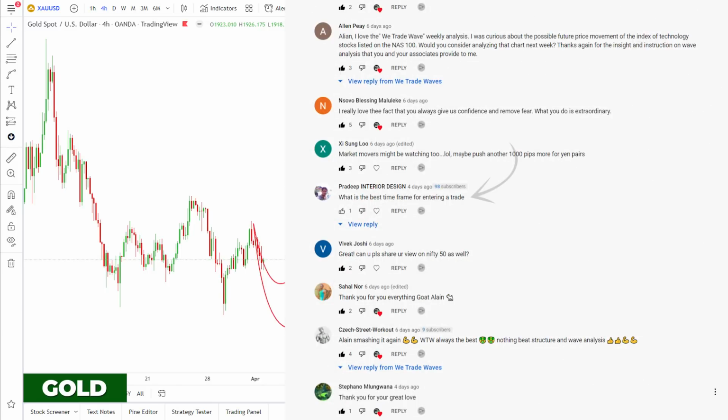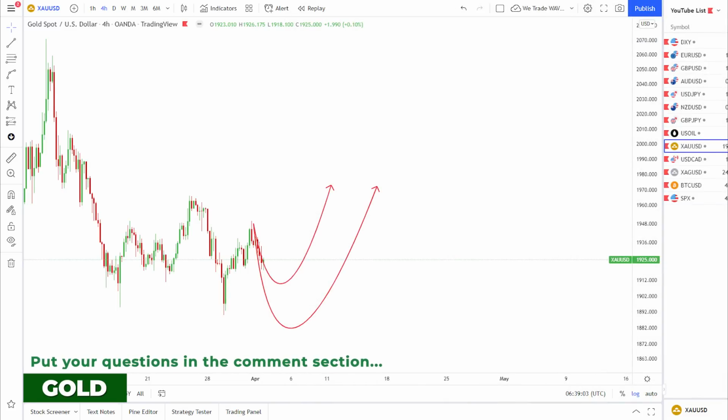The third comment is, what is the best time frame for entering a trade? Well, there is no best time frame. Your trading style or trading system might work better on the 4 hour chart and not on hourly or lower time frames, and vice versa.